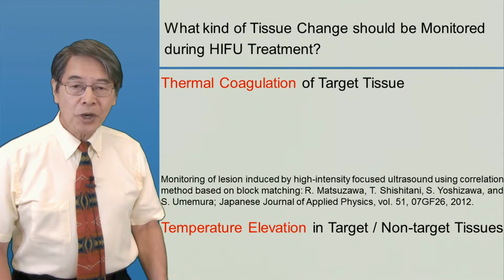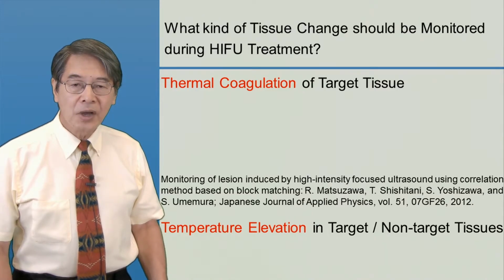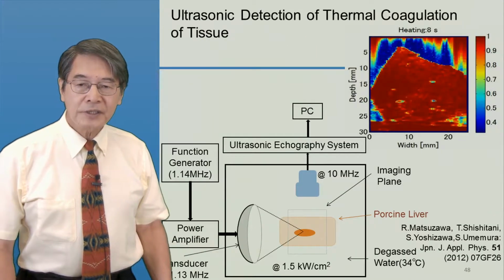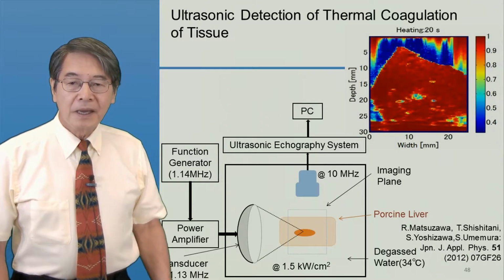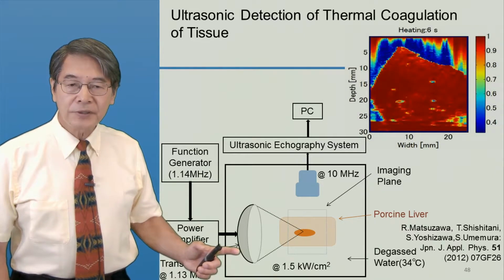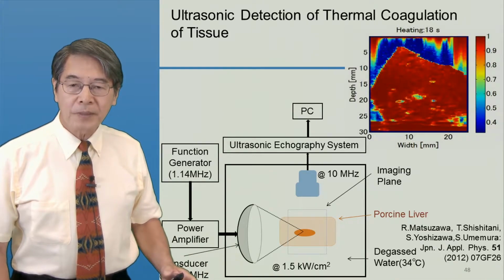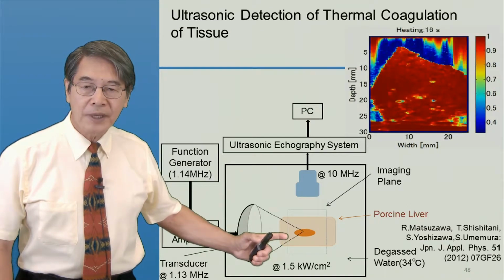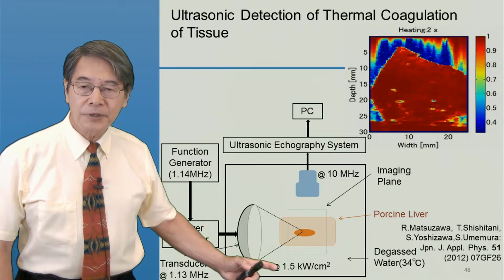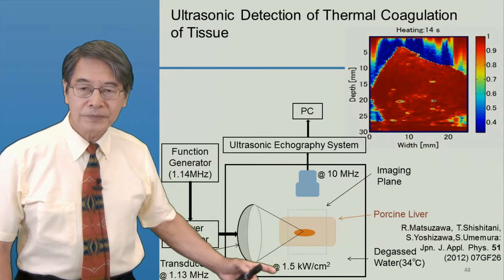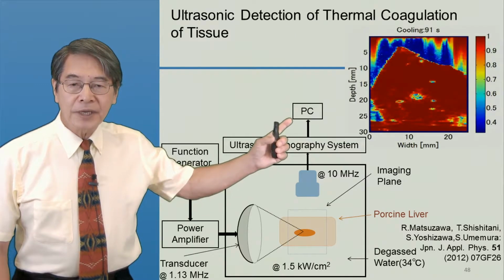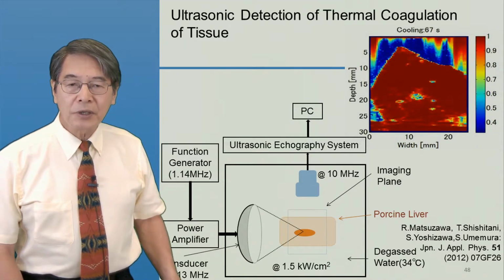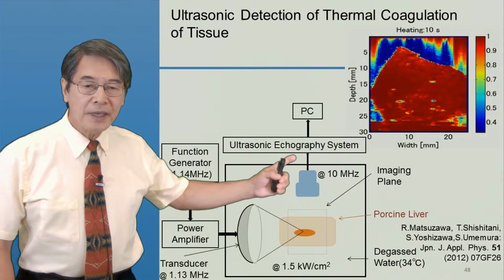Here, I would like to show our study to detect thermocoagulation of target tissue during HIFU treatment. This slide shows the experiment. HIFU was generated from the focus transducer at 1.13 MHz. A human liver tissue was exposed to HIFU at 1.5 kW per square centimeter, which is measured in water. Ultrasound RF echo data were acquired with a probe at 10 MHz. The HIFU-induced coagulation of tissue was detected as you see.